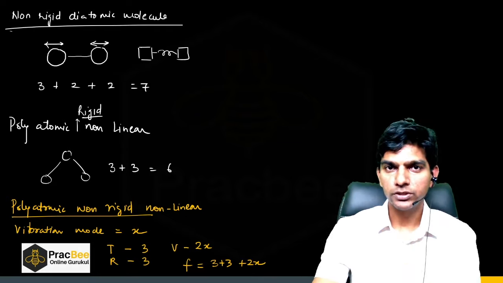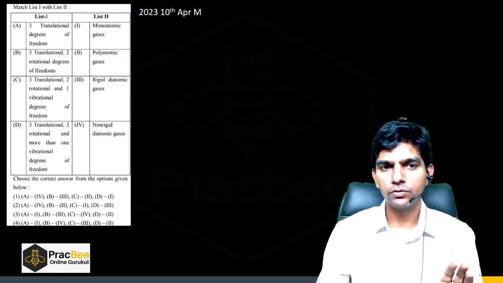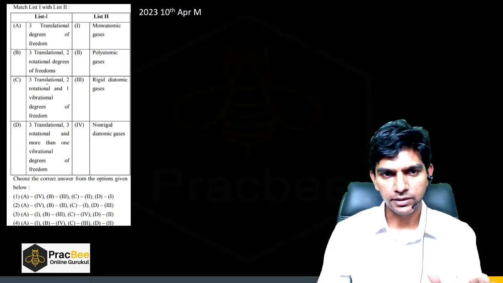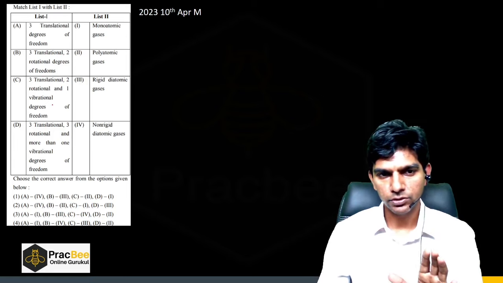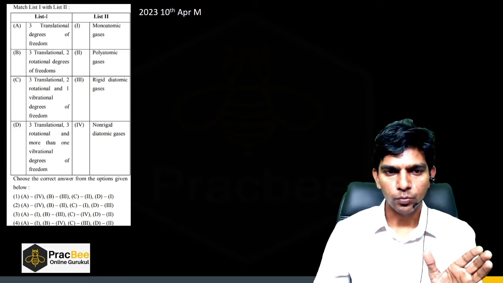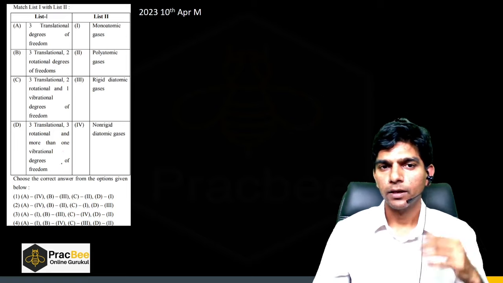Now let us see this. Again, a very straightforward question. Whatever we have studied, it is based on those concepts. Pause the video, try to solve this question. In list 1, we are given degrees of freedom. A is given as 3 translational degrees of freedom, B is 3 translational, 2 rotational, C is 3 translational, 2 rotational, 1 vibrational, D is 3 translational, 3 rotational, and more than 1 vibrational degree of freedom.